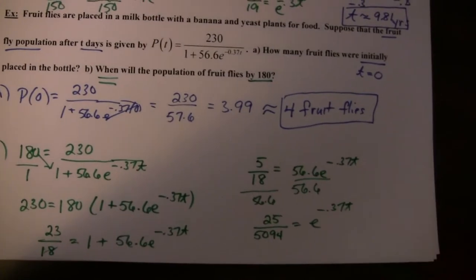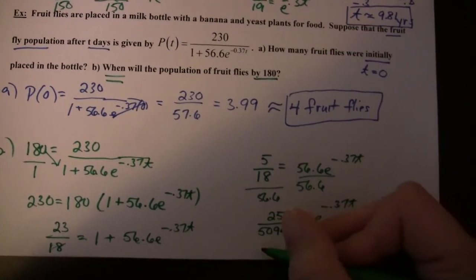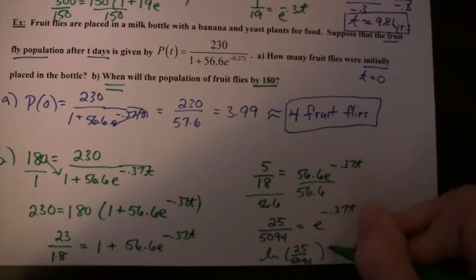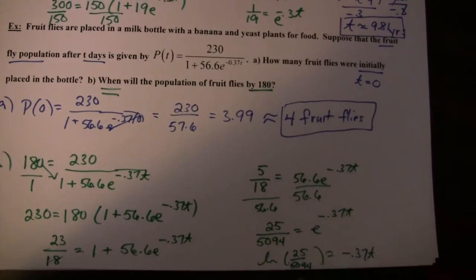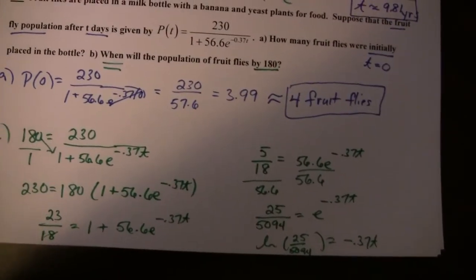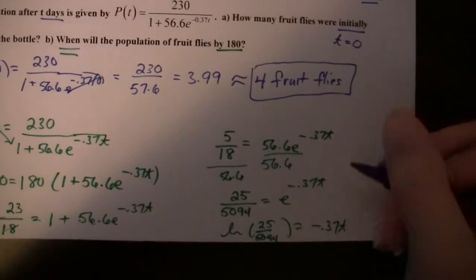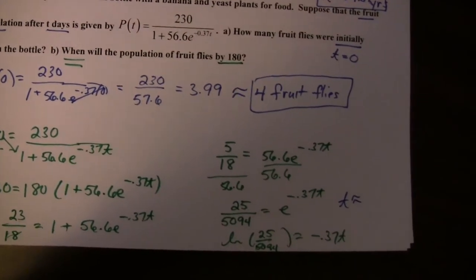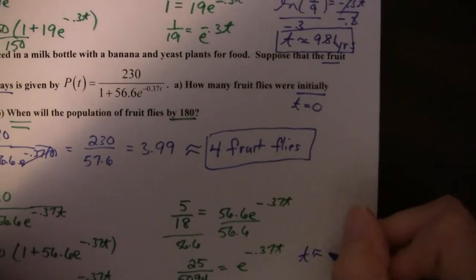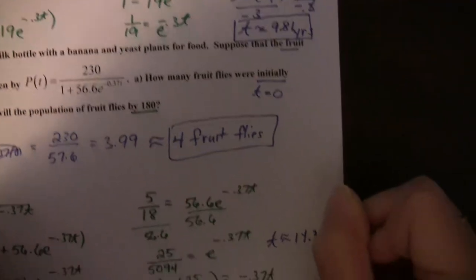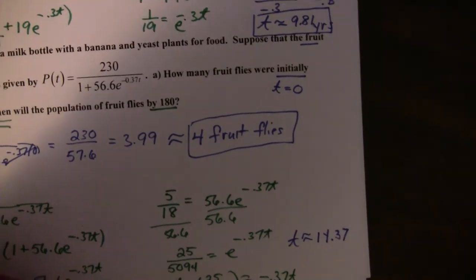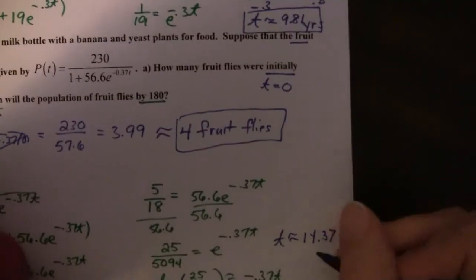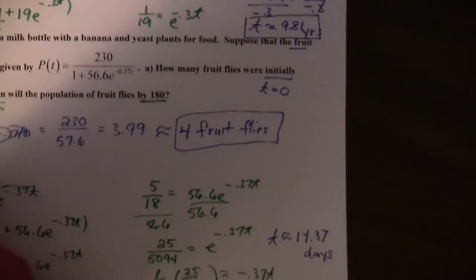I think we're finally ready for some logs. So we'll use a natural log of 25 over 5,094 equals negative 0.37 t. After you type that in, you're going to have to divide by negative 0.37. So t is approximately, go ahead and find out how long it takes these flies to get that large. 14.37. And what's the units for this problem? Days. 14.37 days.